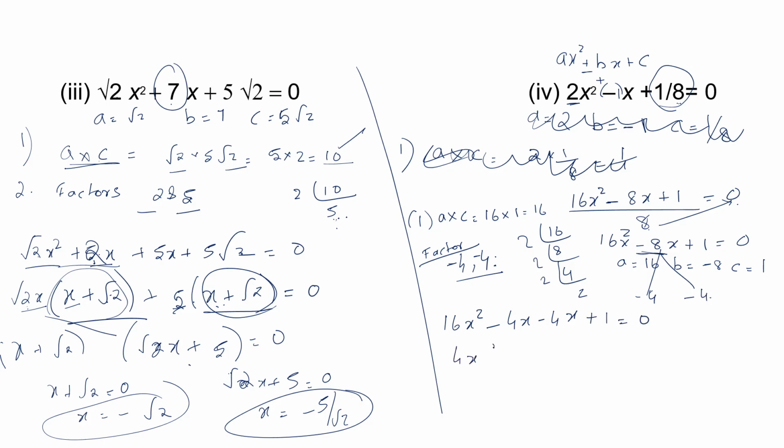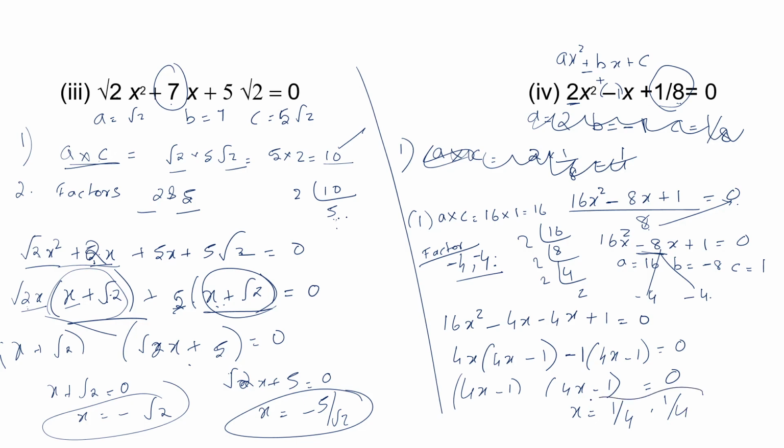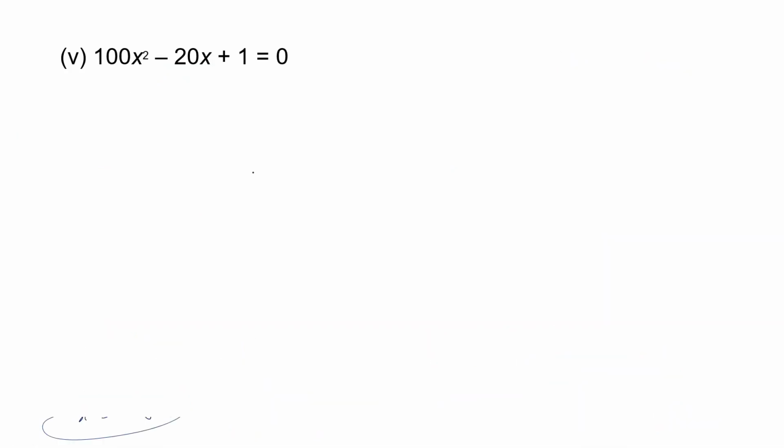So 4x into 4x minus 1. I should take the same here and take the common, whatever it be, outside, right? So then 4x minus 1 I will take common outside. Again you will get 4x minus 1. Here, as I said, x will have one value 1 by 4 only, and the other value is also 1 by 4 only. Same value you will get over here. Moving to the next question.